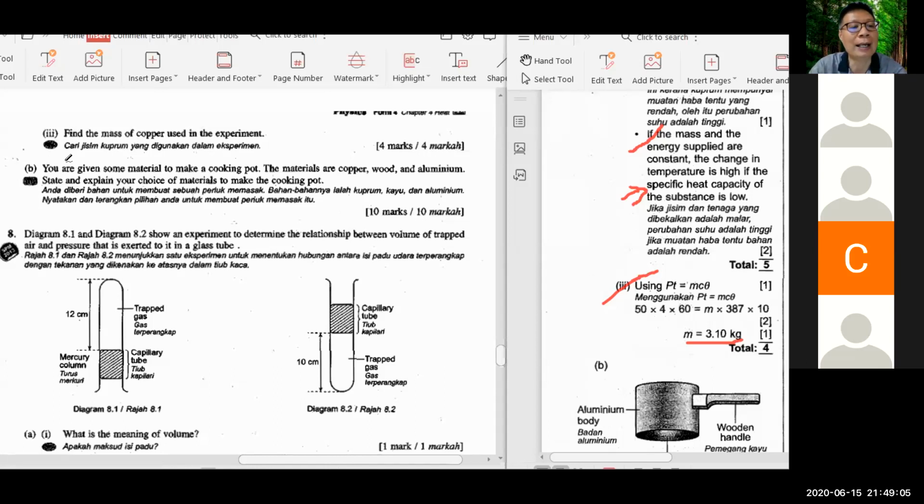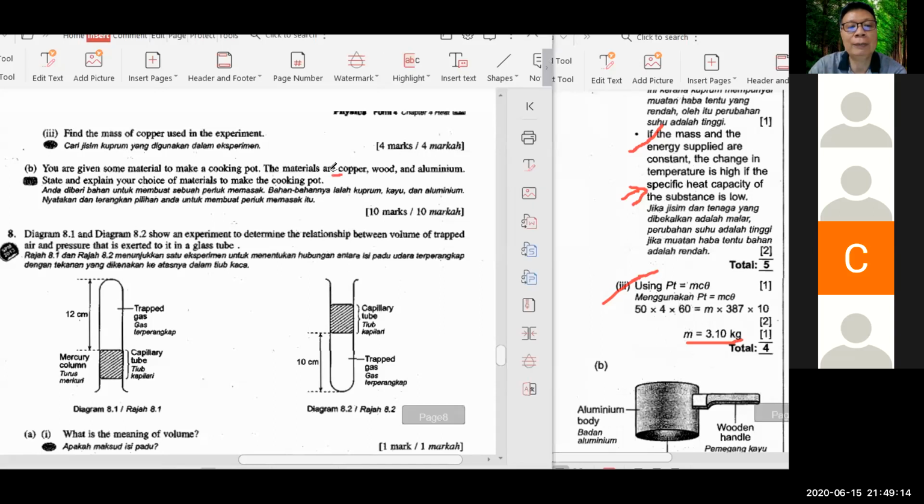Now read the question. You are given some material to make a cooking pot. The materials are copper, wood, and aluminum. Three materials. You must use these three types of material to build a cooking pot. So use your idea. You must be very creative.